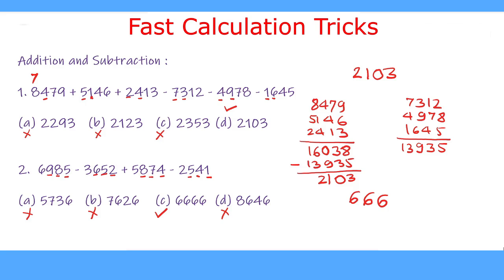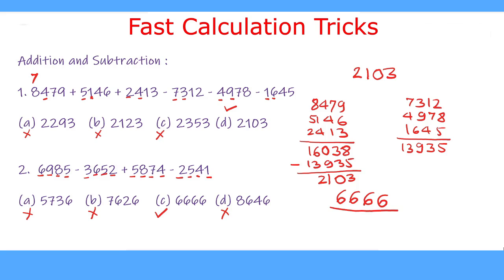If there had been any option which was involving the second digit as 6, then we could have eliminated that and we have reached to the answer. And we have stopped our further calculation and we have filled the answer as C. Now we go to the 4 digit. 6 minus 3 is 3, plus 5 is 8, minus 2 is 6. So our answer is 6666, which is option C.